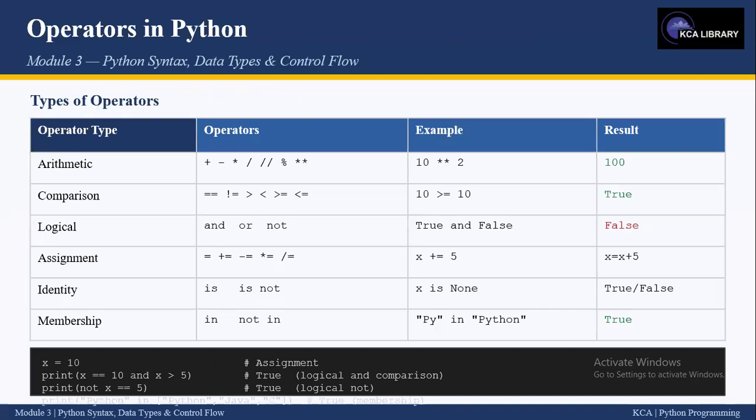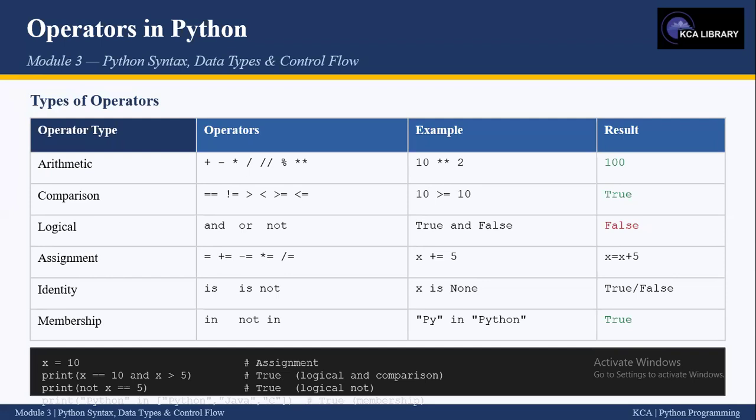Operators in Python. Operators are the symbols that allow us to perform operations on our data. Arithmetic operators handle math like addition and multiplication. Comparison operators such as greater than or equal to allow us to evaluate relationships between values. Finally, logical operators like and, or, and not allow us to combine multiple conditions into complex logic.